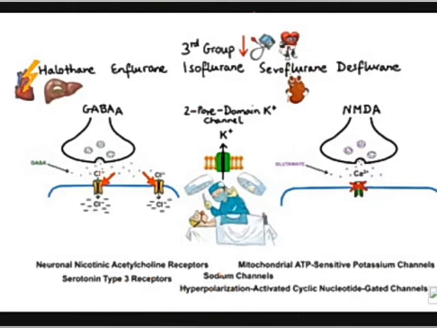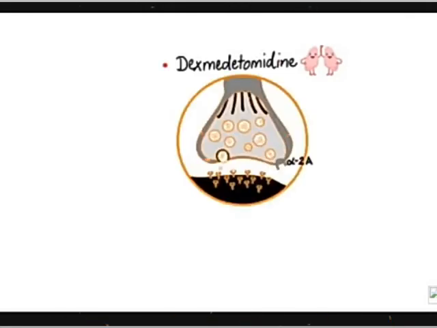Now, before we move on, there is one more agent that's worth mentioning here, which doesn't belong to any of the 3 groups that we discussed so far, and that is dexmedetomidine. Unlike the other commonly used general anesthetics, dexmedetomidine has a unique ability to produce sedation and analgesia without the risk of respiratory depression. These effects result from its binding to the presynaptic alpha-2 adrenergic receptors of the subtype 2A, which are located in the brain and spinal cord.